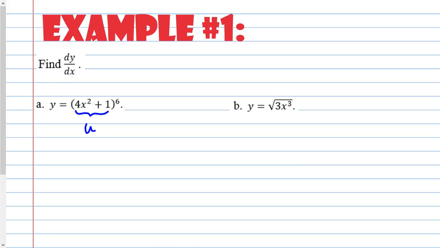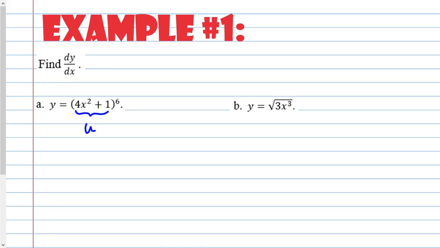Hopefully you've noticed that we use a lot of u and v because of the product and quotient rule. So for composite functions, we use u as well, and sometimes v, and sometimes w. We just use all of the letters we have to in order to get the job done. So 4x squared plus 1 is the inner function.